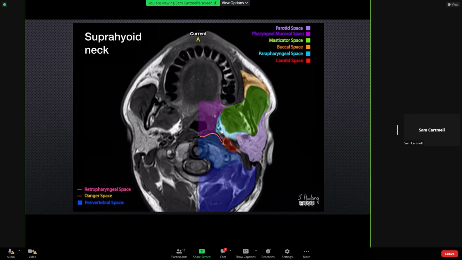the vessels. And in fact, there's a pre-styloid parapharyngeal space, which would be this, and then there's a post-styloid parapharyngeal space, which tends to involve the great vessels there. And then this would be the paravertebral and prevertebral space.